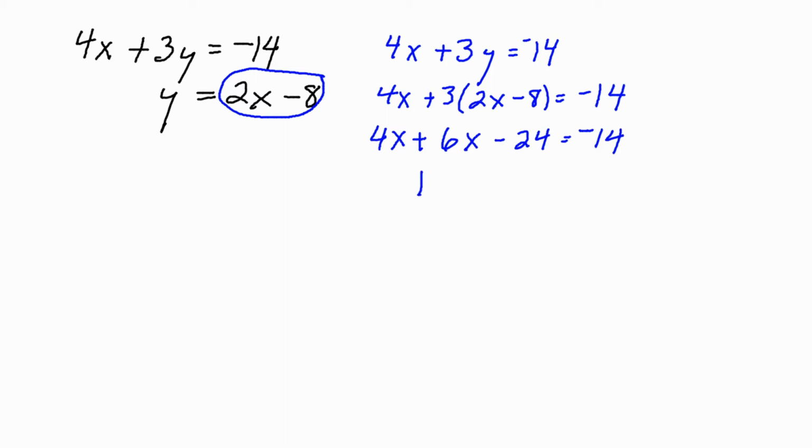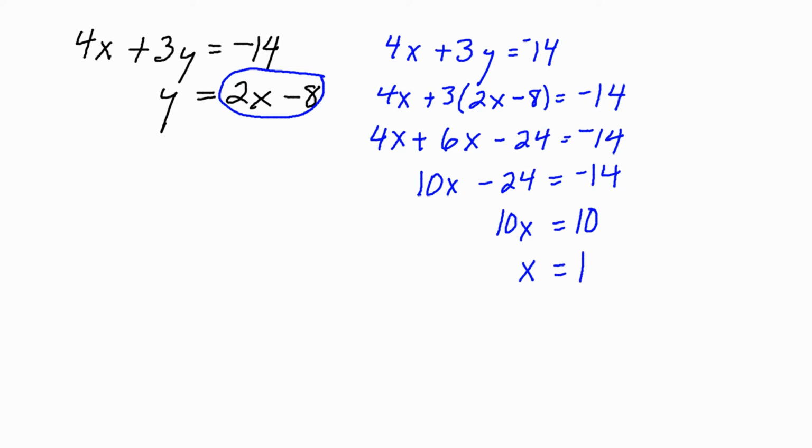Adding like terms, 10x minus 24 equals negative 14. Add 24 to both sides. 10x equals 10. Divide both sides by 10, and x equals 1.